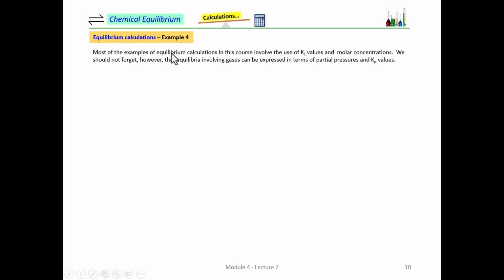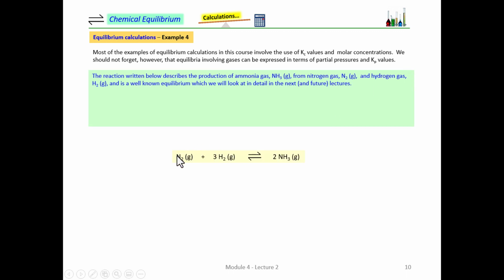Most of the examples of equilibrium calculations in this course involve the use of Kc values and molar concentrations. We should not forget, however, that equilibria involving gases can be expressed in terms of partial pressures and Kp values. The reaction written below describes the production of ammonia gas, NH3, from nitrogen gas and hydrogen gas, and is a well-known equilibrium, which we will look at in detail in the next and future lectures. Note the value of Kp at 500 degrees is rather small.